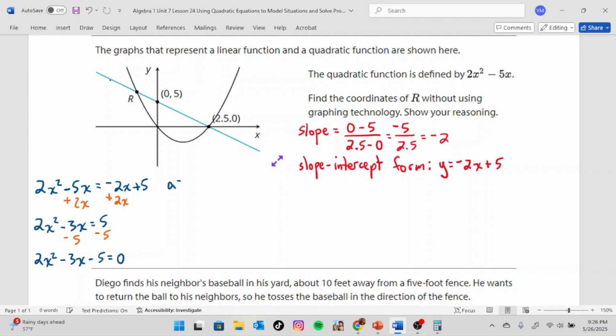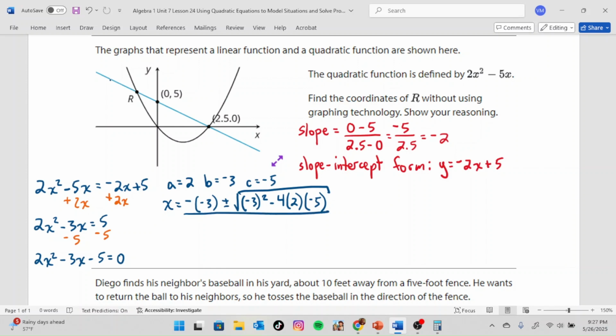Now I can identify A as 2, B as -3, and C as -5. I can substitute these into the quadratic formula, and I have negative b, which is -3, plus or minus the square root of b, which is -3, squared, minus 4 times a, which is 2, times c, which is -5. All of this divided by 2 times a, which is 2. -3 becomes +3, plus or minus the square root.